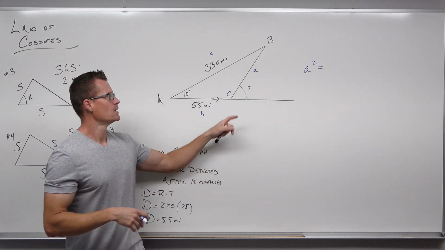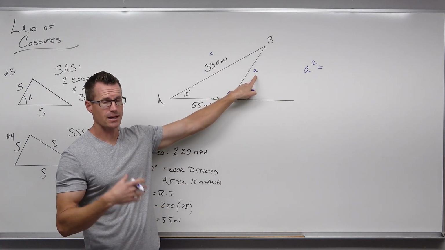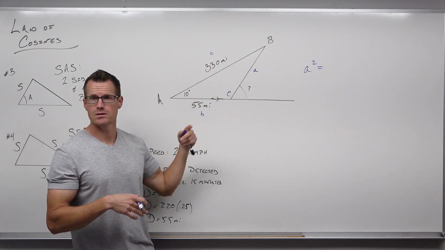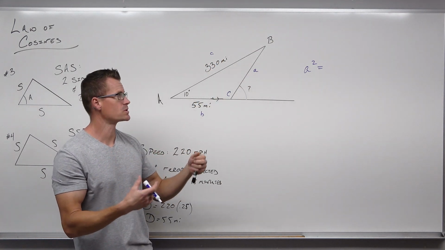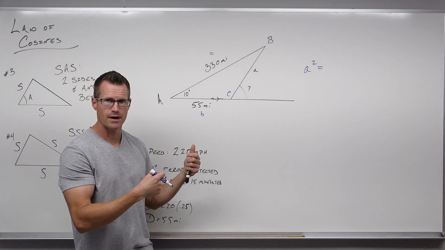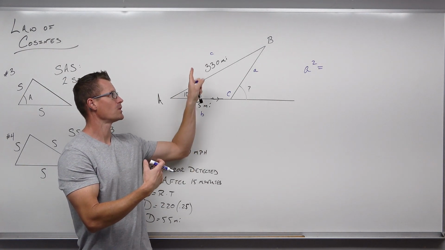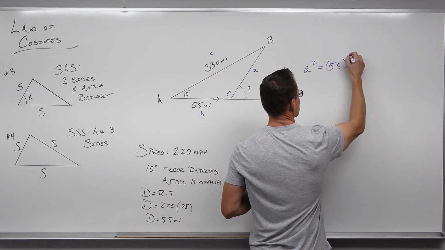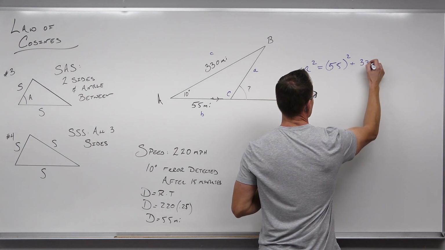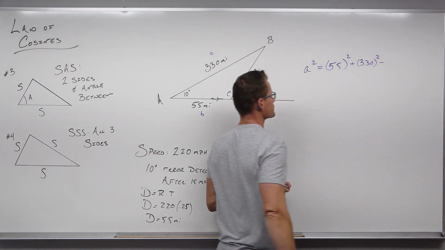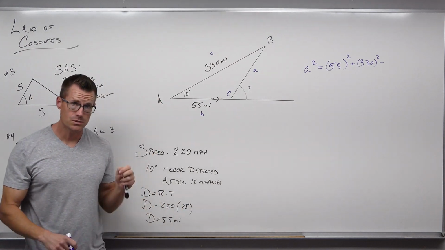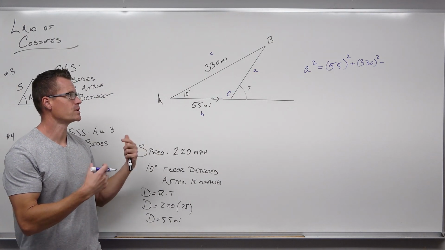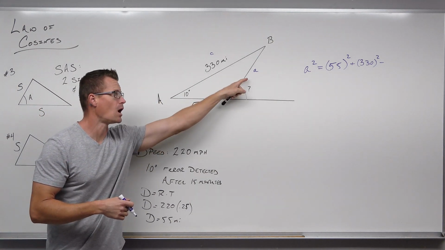So if I'm trying to find a side, I think Pythagorean Theorem, I think, okay, A squared equals the sum of the other 2 sides squared, well, the sum of the squares of the other 2 sides. So 330 squared and 55 squared. The formula would tell you B squared plus C squared, minus 2 times the product of what you just squared and the cosine of the angle between them. So cosine of 10 degrees, or the angle opposite the side you want to find.